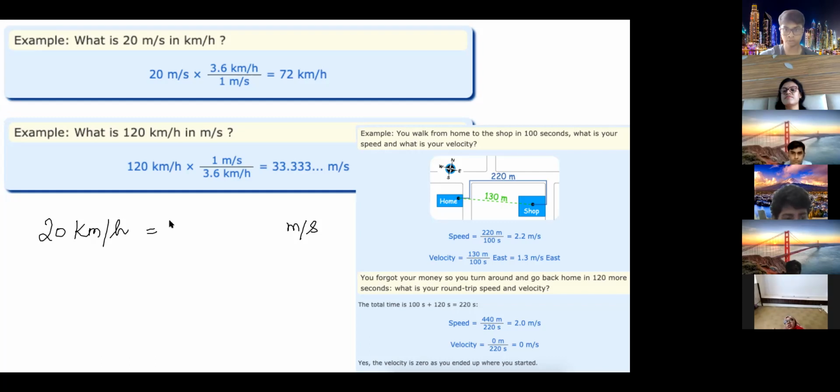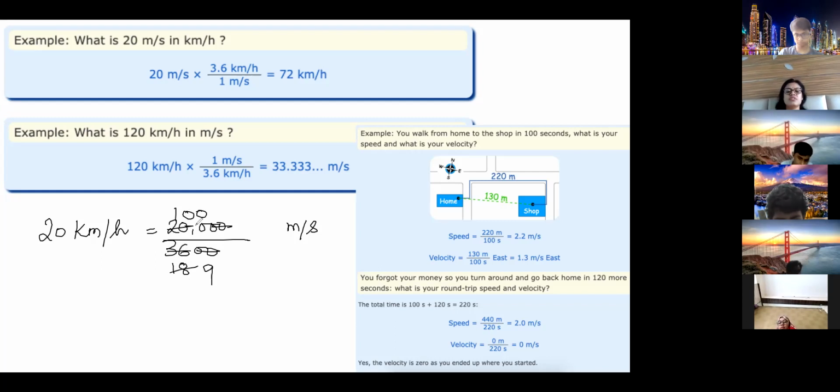Ma'am, 20,000 meters upon 3,600 seconds. Yes, 1 hour is 3600 seconds. So you will write like this. This is simple. Reduce it to the lowest form, and then 2 1s are 2, 2 8s are 16, 2 10s are 20, 2 9s are 18, 2 50s are 100. That's all. So 50 by 9 meter per second.